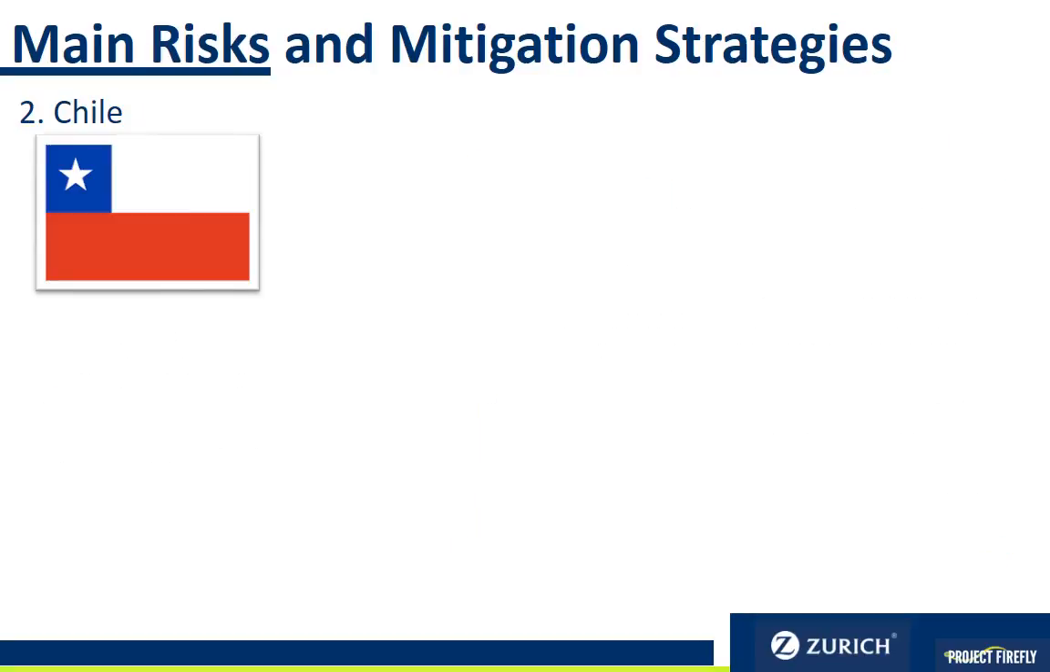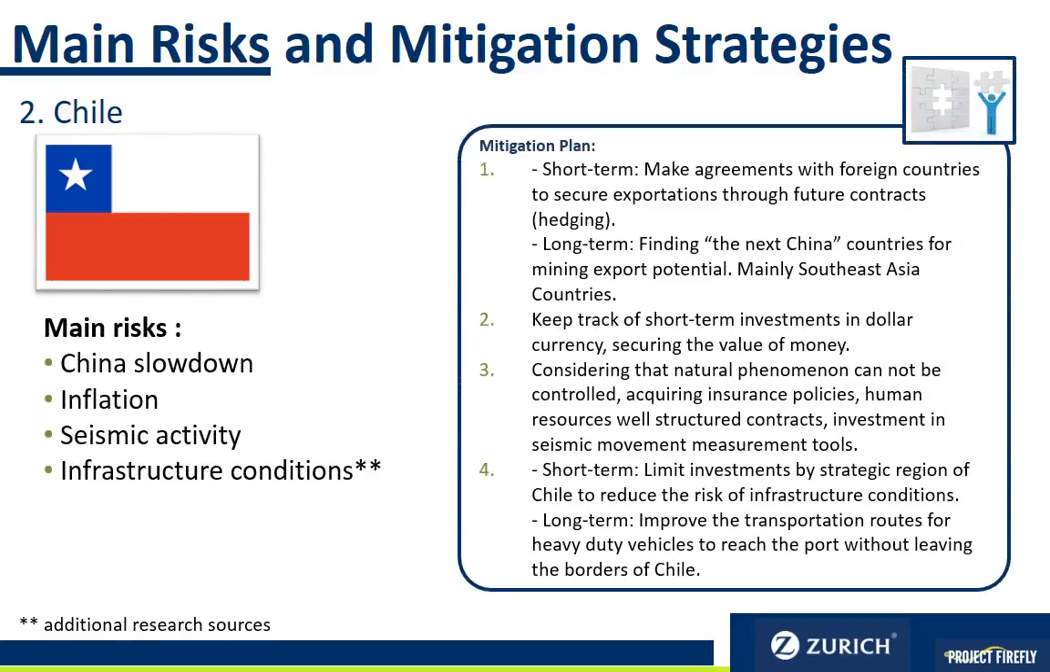The main risks presented by Chile, as seen in the Zurich Risk Room, point to China's slowdown and inflation. However, it also shows seismic activity with higher levels compared to all the 9 other countries. According to additional research sources, we identified infrastructure conditions as another main risk in Chile. The mitigation plan for the China slowdown is the same as for Australia. Inflation could be faced by keeping track of short-term investments in dollar currency.